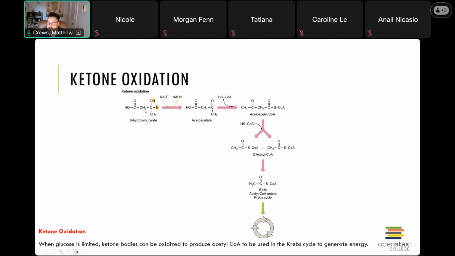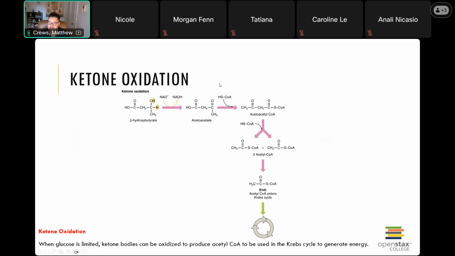All right, so if we have beta hydroxybutyrate, we need to find a way to put that back into the Krebs cycle, because maybe something has changed and we need to produce more energy now. So we're going to take that ketone and basically go in reverse, and then we can oxidize it into acetyl-CoA, which will end up back in the Krebs cycle.